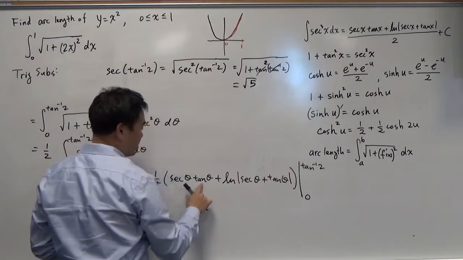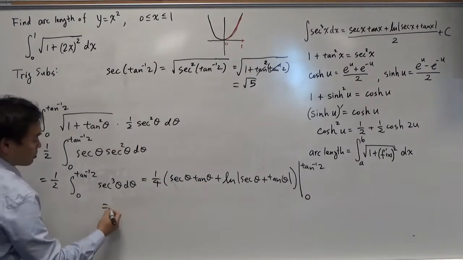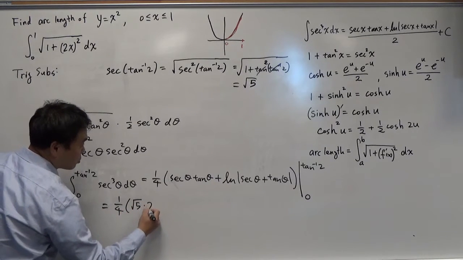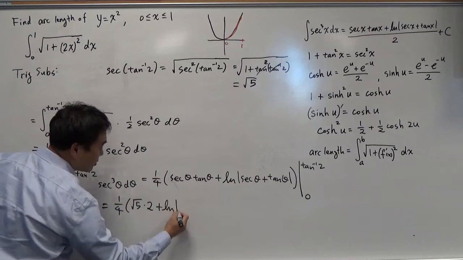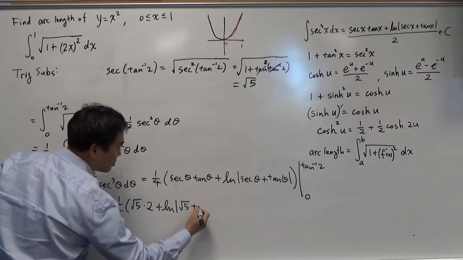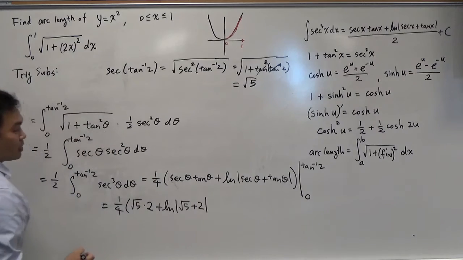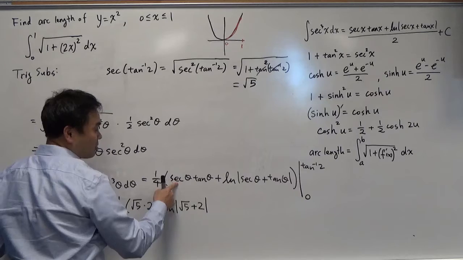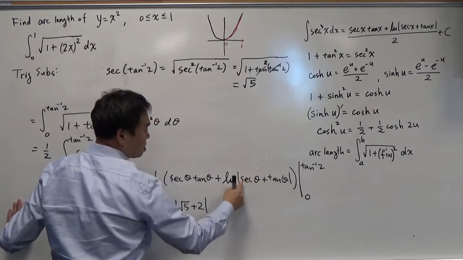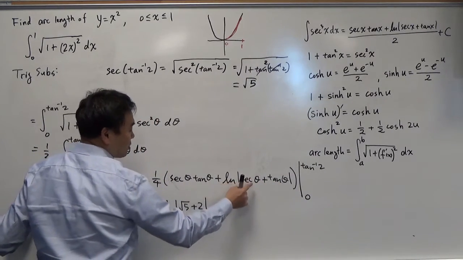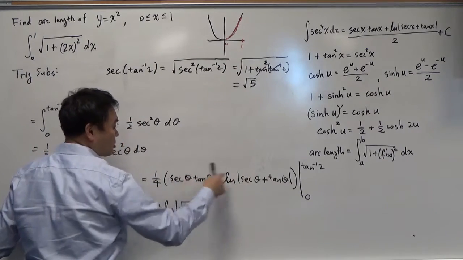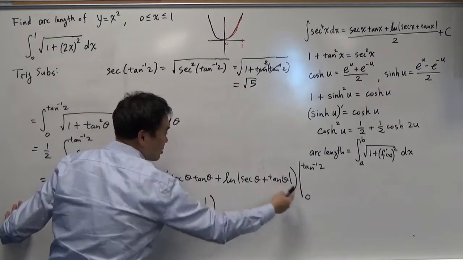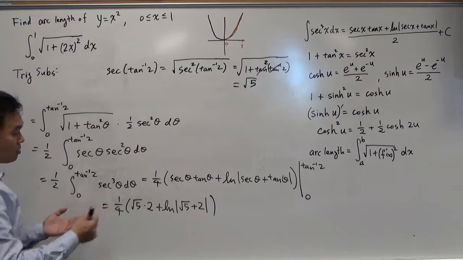Whenever this is plugged into secant, it's square root of 5. When this is plugged into here, it's 2. So that's going to say 1/4 square root of 5 times 2 plus ln square root of 5 plus 2. And then when you plug in 0, tangent 0 is 0, and 0 times anything is 0. Secant of 0 is 1, but ln of 1 is 0. So both of these terms will become 0 when you plug in 0. That means there's nothing that you get from plugging in 0. So that's the answer.